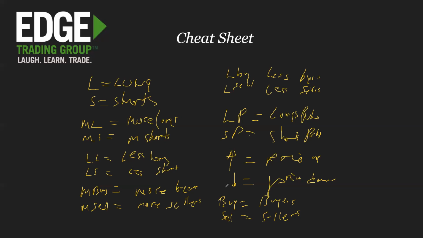I'm going to get rid of this sheet right now. We good? All right. We're good. I'll give you 10 seconds. 4, 3, 2, 1. All right.